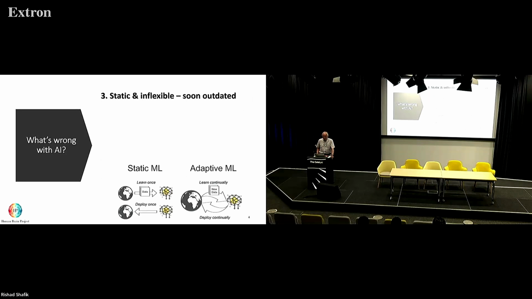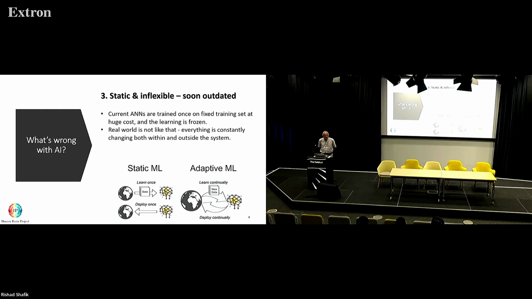Another problem with current AI is that it's effectively static and inflexible. In other words, you train it once on a fixed data set, usually a very large data set, at enormous cost, and then that network is frozen while it functions. And of course, the real world isn't like that. The real world is continuously changing, and things happen both within and outside the system that require the network to adapt if it's going to perform optimally in a changing world.